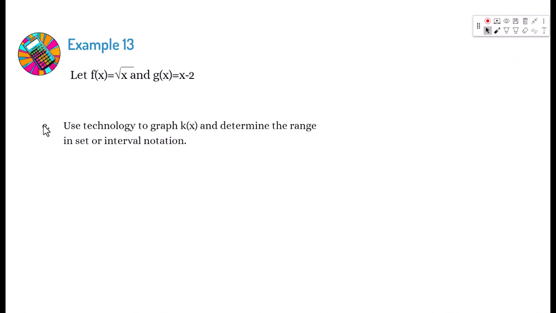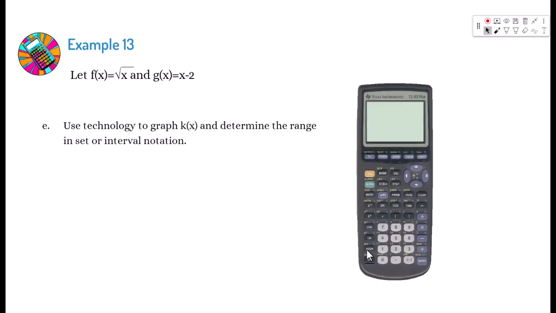It says it's E, but it's F. It says, use technology to graph k of x and determine the range in set or interval notation. Just give me a second here. Let me grab my calculator. Okay, so I've already gone ahead and put my value in here and graphed it. Remember what I was saying? It's hard to see that this is actually kind of dipping down, just to make sure that you're not making any errors there.